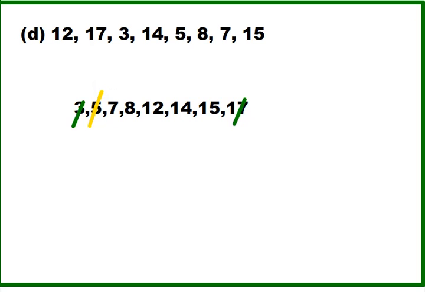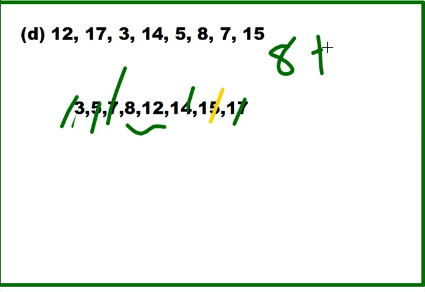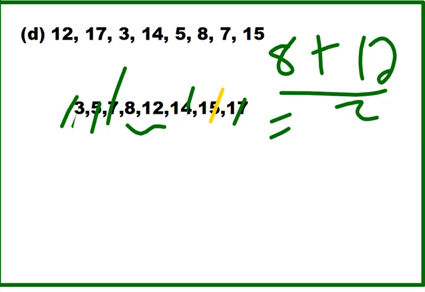So we cancel from both sides. And you can see that if we cancel these, we're not going to have a middle number. So that's when we cancel those and we have 8 and 12 left. That's when we see that we need to get a middle number. We can't have two numbers as being middle. We need one number. So we say 8 plus 12 divided by 2, and that gives us 10.